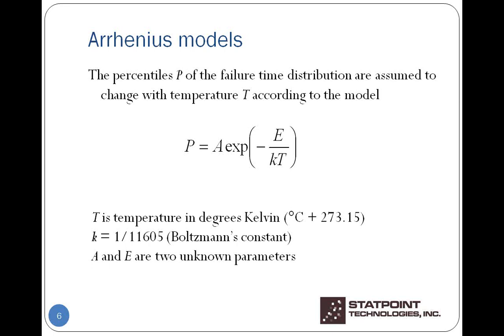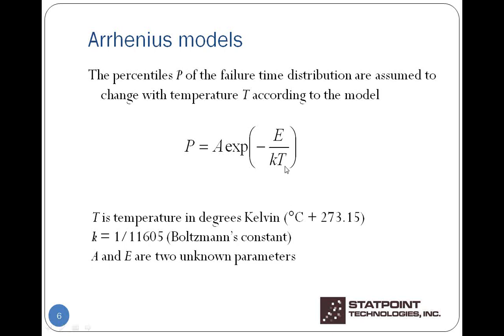And the Arrhenius plot in Statgraphics is based upon the equation that I'm showing you here on the screen, where basically the percentiles of the failure time distribution are assumed to follow an exponential relationship, where E is raised to the minus something over T. In this particular expression, the way we do it in Statgraphics, T represents the temperature at which the experiments are done in degrees Kelvin.